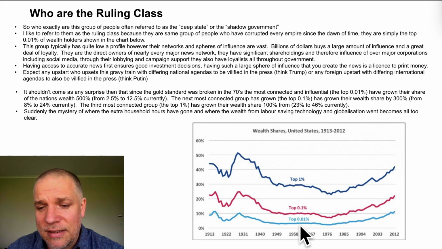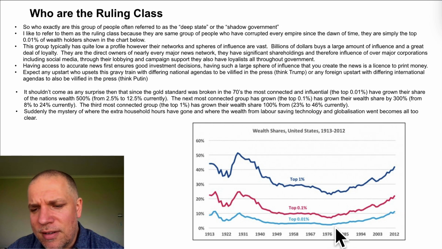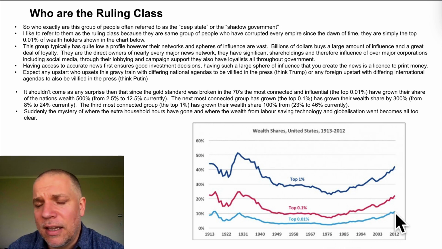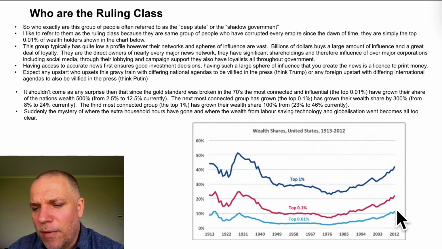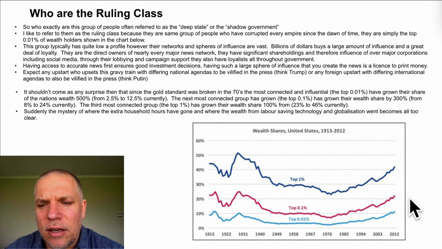And that's what you see down here. Since the gold standard was broken in the 70s, these guys have done a superb job of growing their wealth. They've used their networks and their influence, and they've grown it steadily. And as they grow it, they get more influence and even greater networks. And so you're starting to see a parabolic increase in their wealth. So these top 0.01%, they've grown their wealth from about 2.5% of the nation's wealth back in the 70s. Now they've grown that about 500%. They're currently at about 12.5%, even more. This chart's old now. It's carried on parabolically growing. These guys have grown their wealth incredibly.